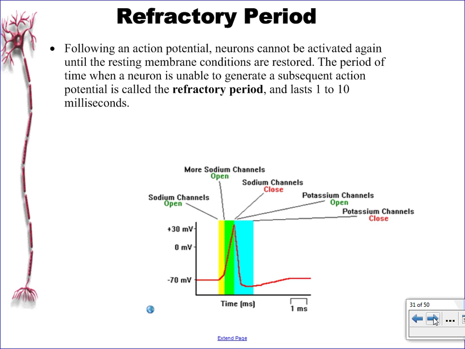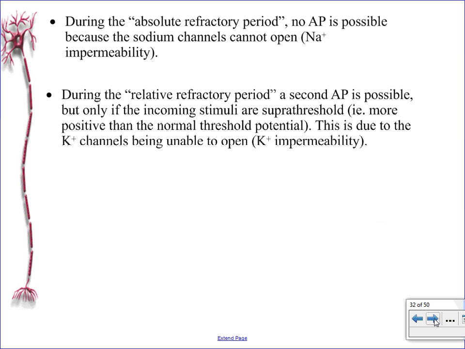So, refractory period: following an action potential, neurons cannot be activated again until the resting membrane conditions are restored. The period of time is very, very short, but it's necessary before a subsequent action potential can occur. So 1 to 10 milliseconds is the duration of the refractory period. And again, in this picture we can very nicely see the sodium and potassium channels, and when they're opening and closing at different stages of the action potential.